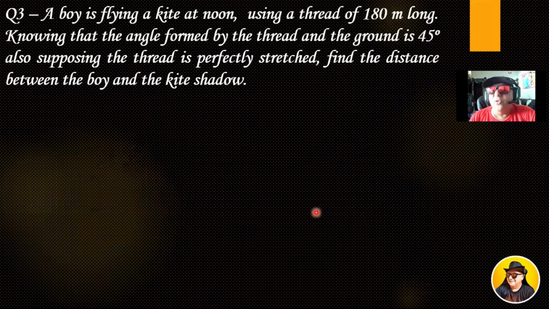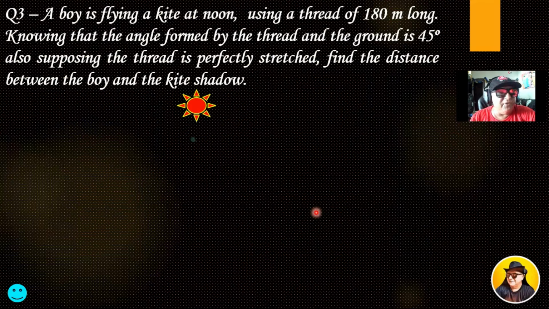Let's see question 3. A boy is flying a kite at noon using a thread of 108 meters long. Knowing that the angle formed by the thread and the ground is 45 degrees, also supposing the thread is perfectly stretched, find the distance between the boy and the kite shadow.